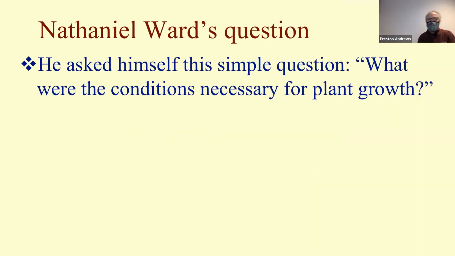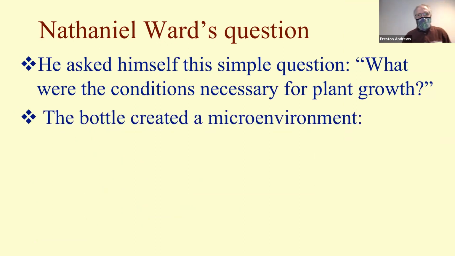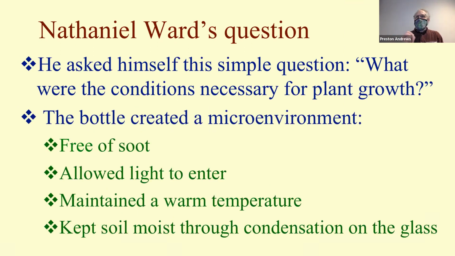So he asked himself this simple question: what were the conditions necessary for plant growth? The bottle created a microenvironment. He recognized that. And that microenvironment allowed the air to be free of the soot of the factories. It allowed light to enter, and it maintained a warm temperature, kept moist through condensation on the glass. He experimented with his home.